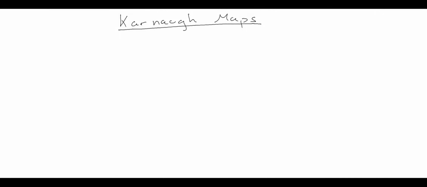In this tutorial video, what I'm going to be discussing is Karnaugh maps. A Karnaugh map is a graphical method of simplifying Boolean expressions, and some people might find this method easier than simplifying an expression using Boolean algebra.